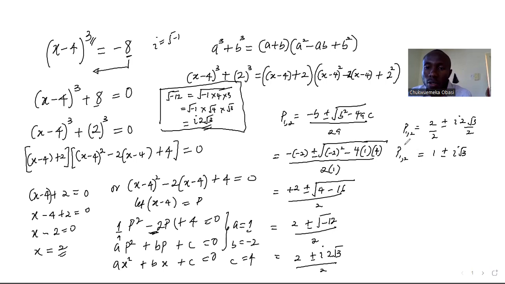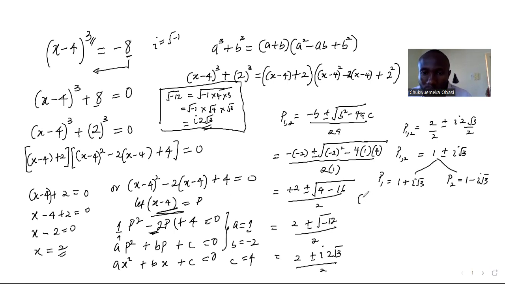You can go ahead and split up this equation. So you have something like this. You have p1 is now equal to 1 plus i root 3, and p2 is equal to 1 minus i root 3. All right, so this is your p, but remember you made our initial substitution. So recall that p is x minus 4. So wherever I see p, I'll plug in x minus 4.